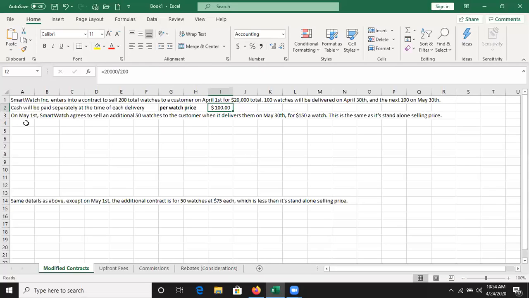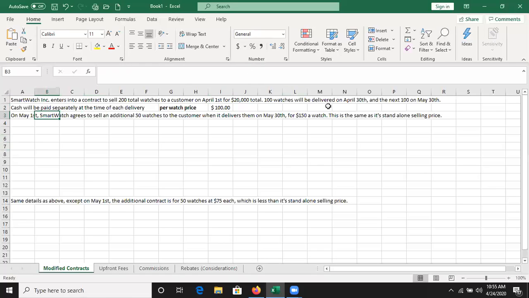But then it says on May 1st, Smartwatch agrees to sell an additional 50 watches to the customer when it delivers them on May 30th for $150 a watch. This is the same as its standalone selling price. Put a pause there, pretend we didn't really see this.